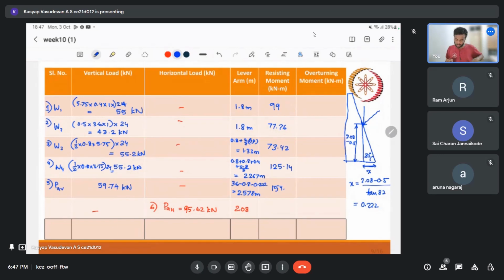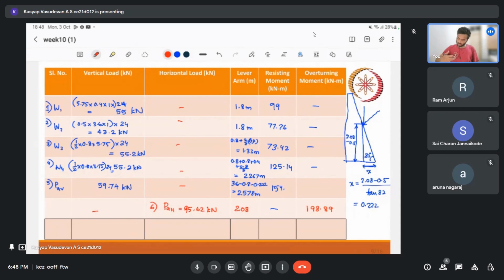So for my overturning moment it will be 95.62 into 2.08, that will be 198.89. So this is a procedure to tabulate our restoring moments and overturning moments. It's very important how to identify which is restoring and which is overturning. If you take one point as a reference, and see the direction of the forces, whether it is causing a clockwise moment or an anti-clockwise moment, you can figure out which is resisting moment and which is overturning moment. So here in this case we have only one overturning moment.